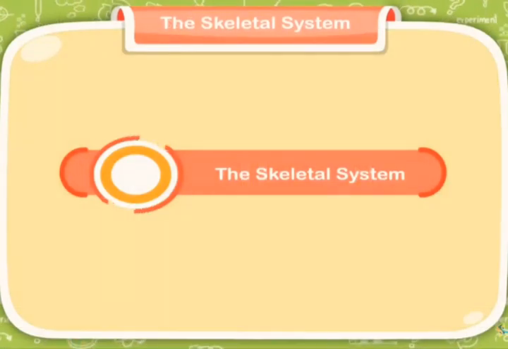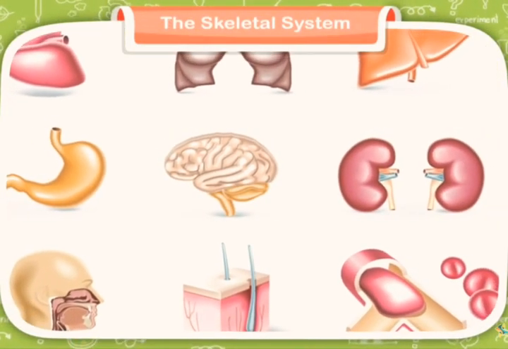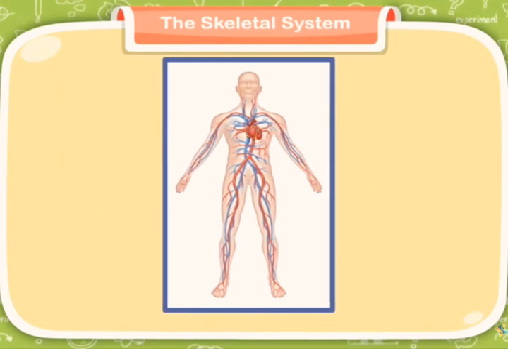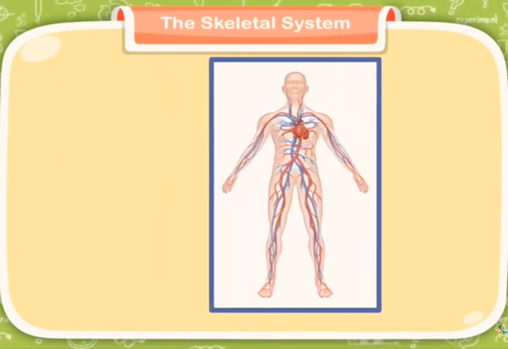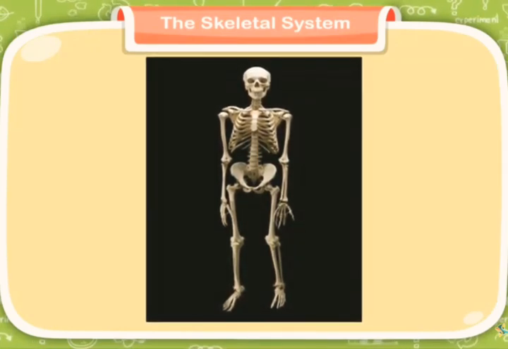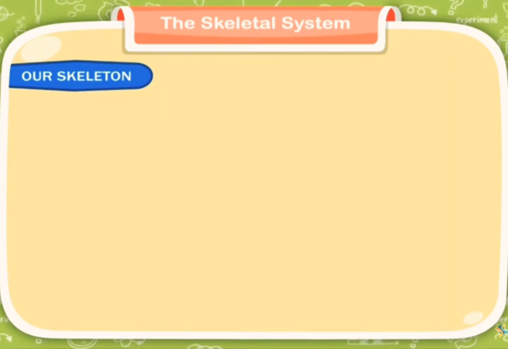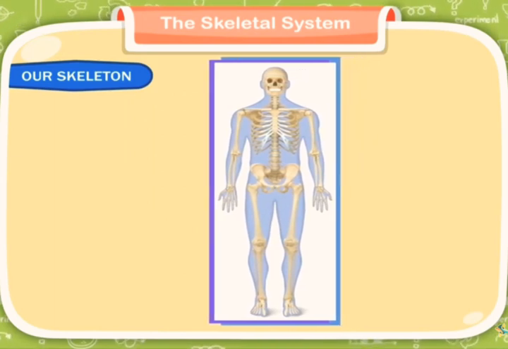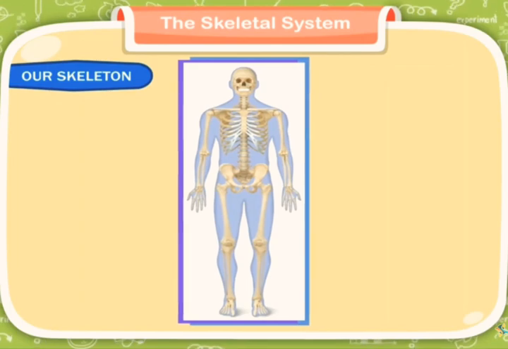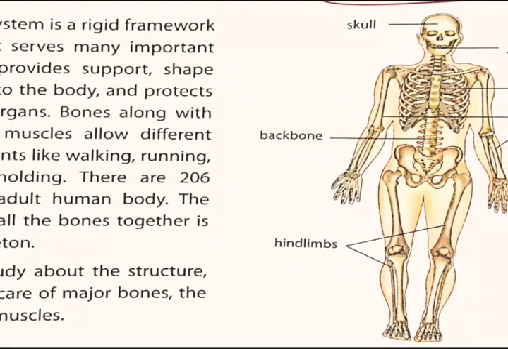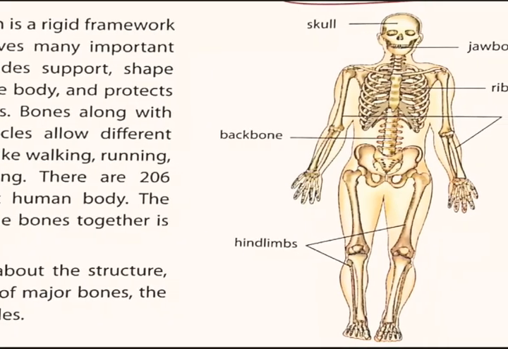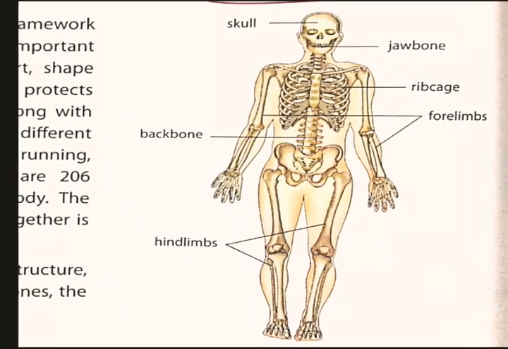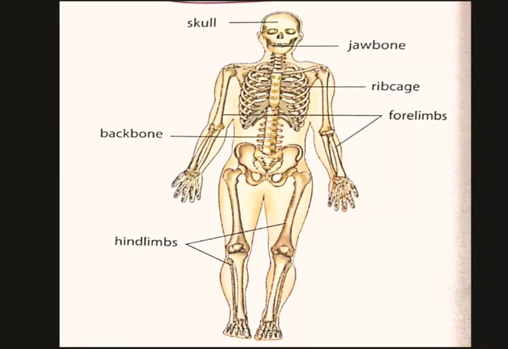The skeletal system. A group of organs working together makes up a body system, like the circulatory system that controls the supply of blood in the body. In this chapter, we are going to learn about the skeletal system. Our skeleton. We know that our body has different types of bones in it. The bones together form a framework called the skeleton. The skeletal system is a rigid framework of bones that serves many important functions. Here you will see that it provides support, shape and strength to the body. Okay? And it also protects the internal organs.